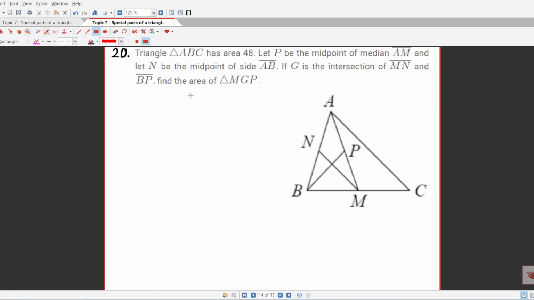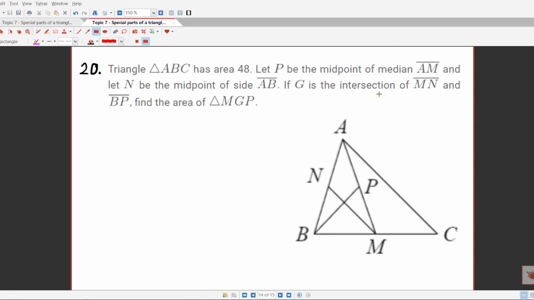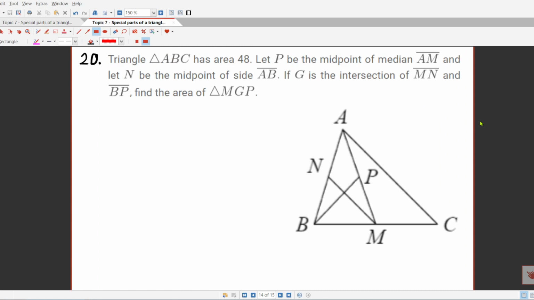Triangle ABC here has area of 48. Let N be the midpoint of AB, and let P be the midpoint of median AM. If G is the intersection of MN and BP, so G is here, right? Find the area of MGP. The area of this small triangle here.